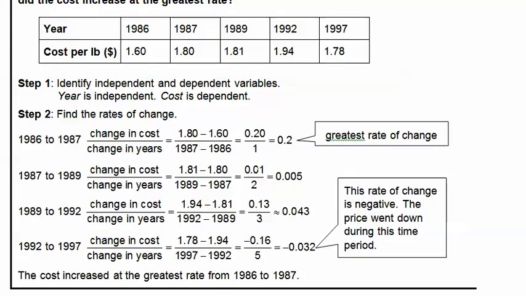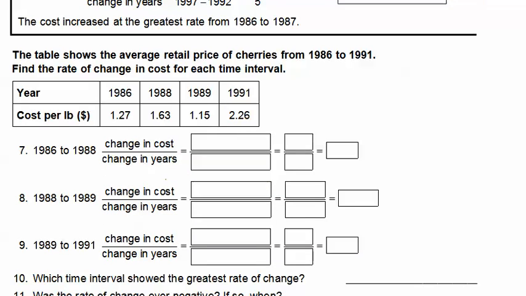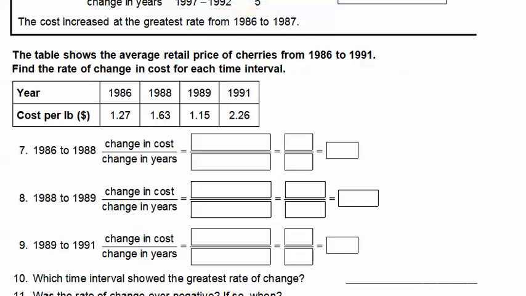Now there's another page, and in this page you are going to use the tables given to do what we just did. You're going to find the change in cost over the change in years. So from 1986 to 88, you need to find the change in cost, which will be found by taking 1.63 minus 1.27, and whatever that answer is will go in that box. And then the change in years is from 1986 to 88, so take your 1988 minus 1986. And that answer will go right here.